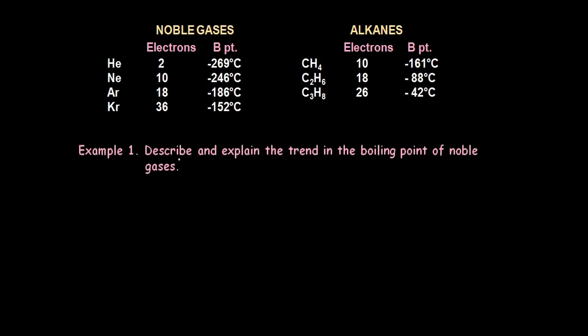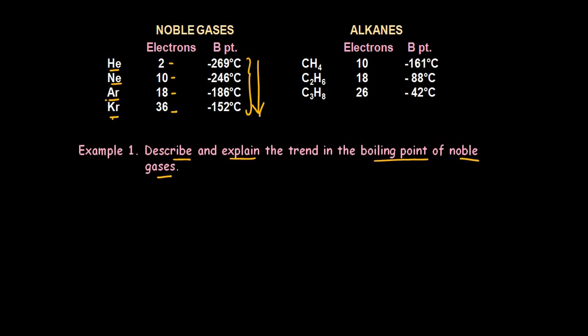Example 1 says, describe and explain the trend in the boiling point of noble gases. Now here we can see the noble gases in the group, from top to bottom: helium, neon, argon and krypton. We know that the number of electrons increases down the group, and we can observe here that the boiling point also increases down the group.